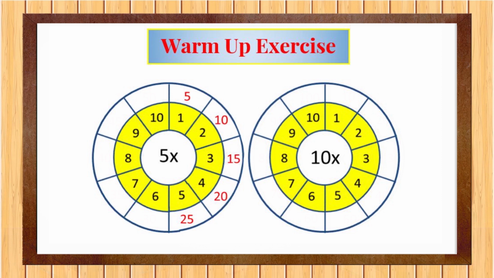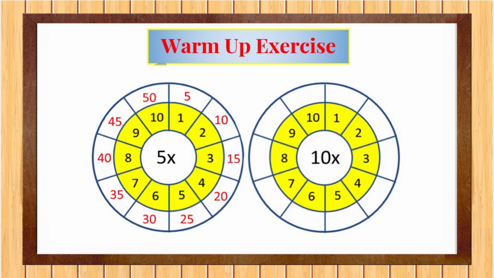And the product of 5 and 6 is 30. And if we multiply 5 by 7, we get 35. And if we multiply 5 by 8, we get 40. And if we multiply 5 by 9, we get 45. And when we multiply 5 by 10, we get 50.